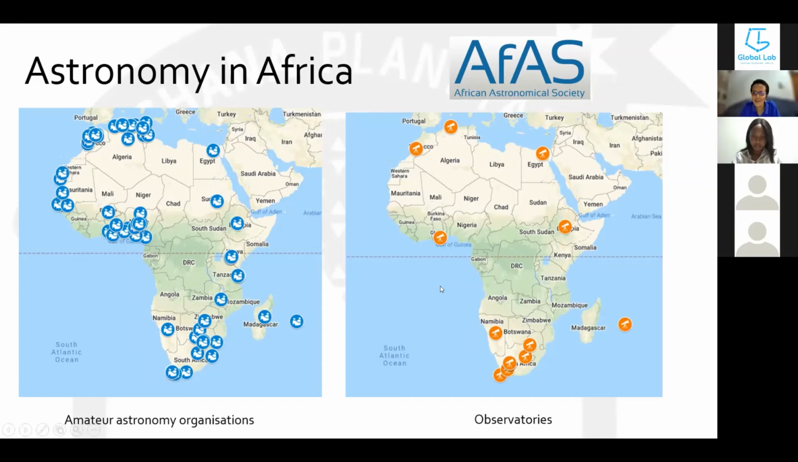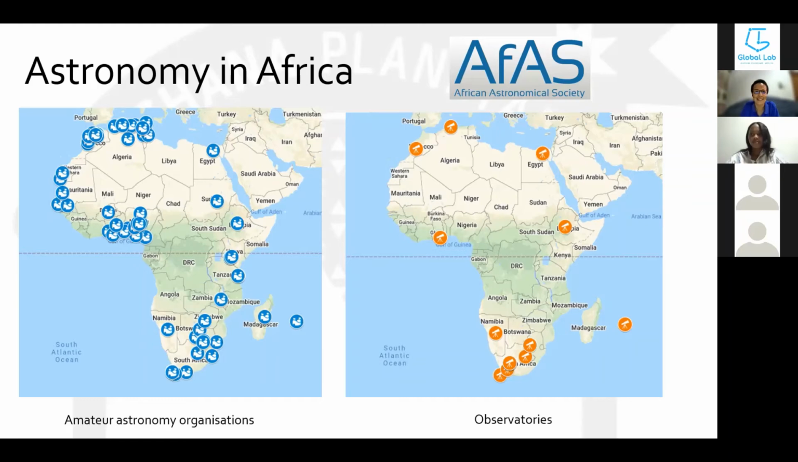And then over here, we have the observatories in Africa. And again, some people may be surprised that there are observatories outside South Africa. I expect most people know there's quite a few in South Africa, but there are these other observatories dotted around, and there are more coming up. So these are some nice maps to show you the kind of resources that are going on in Africa.